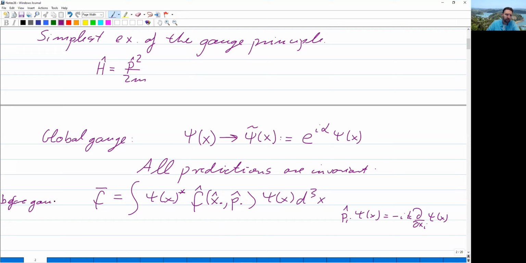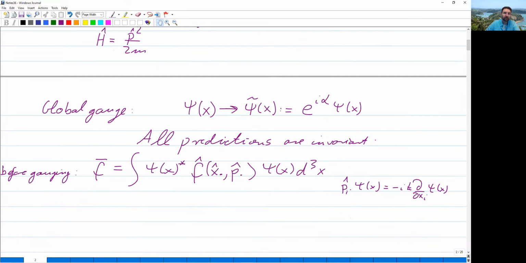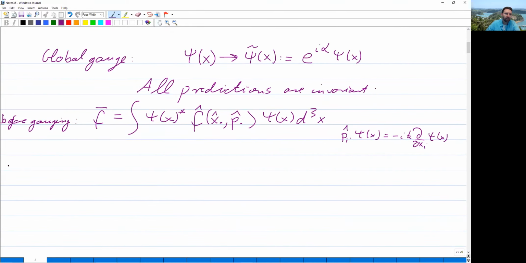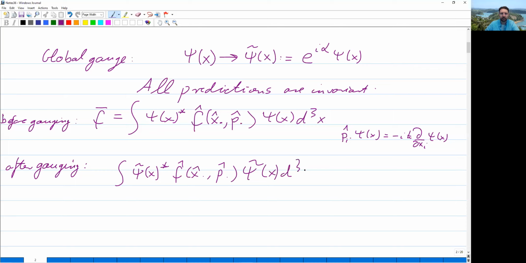Before gauging, this is the way that we calculate a prediction. And now after gauging, well, after gauging, what do we have? Then we calculate the integral over psi tilde of x star f hat x hat dot p hat dot psi tilde of x d3x. And of course, you know how this plays out.